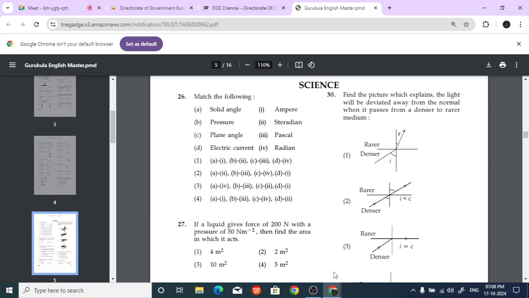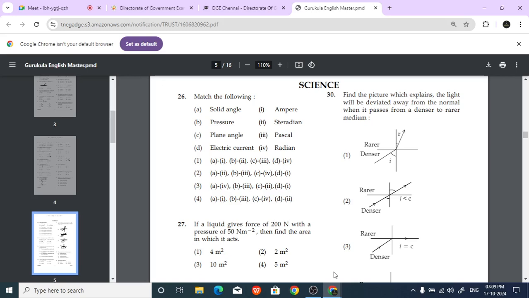So what is the answer? How much is F? The 4 meter square, sir. 4 meter square is the answer. What is the value of force we are given in this problem? F equal to 200 newtons, and P equal to 50. So 200 divided by 50 gives you 4. And the meter square in the bottom, when it goes up, becomes meter square. So 4 meter square is the answer.